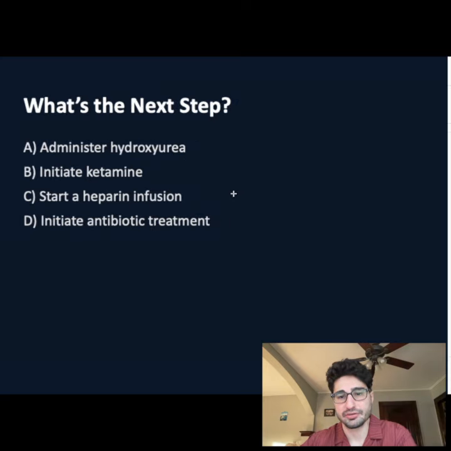A. Administer hydroxyurea. B. Initiate ketamine. C. Start a heparin infusion. And D. Start antibiotic treatment. Take a second to answer this question. The answer is not going to be A. Hydroxyurea has been shown to reduce the incidence of acute chest syndrome, but it is not indicated in acute treatment.